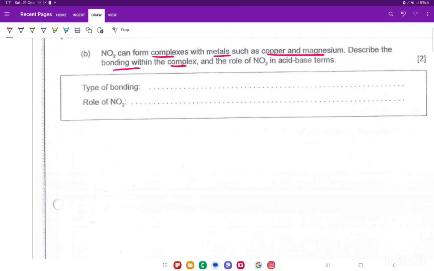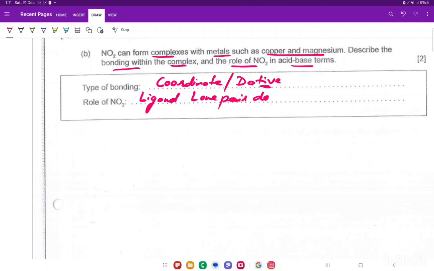Question is, NO2 can form complexes with metals such as copper and magnesium. Describe the bonding within the complex and the role of NO2 in acid-base terms. Okay, now in coordinate complexes, the bond is a coordinate bond or dative bond, in which one element gives its lone pair for sharing. In this case, NO2 is giving its lone pair for sharing. Since NO2 is providing the lone pair, it acts as a ligand, a lone pair donor, and lone pair donors are Lewis bases. So it is a Lewis base.